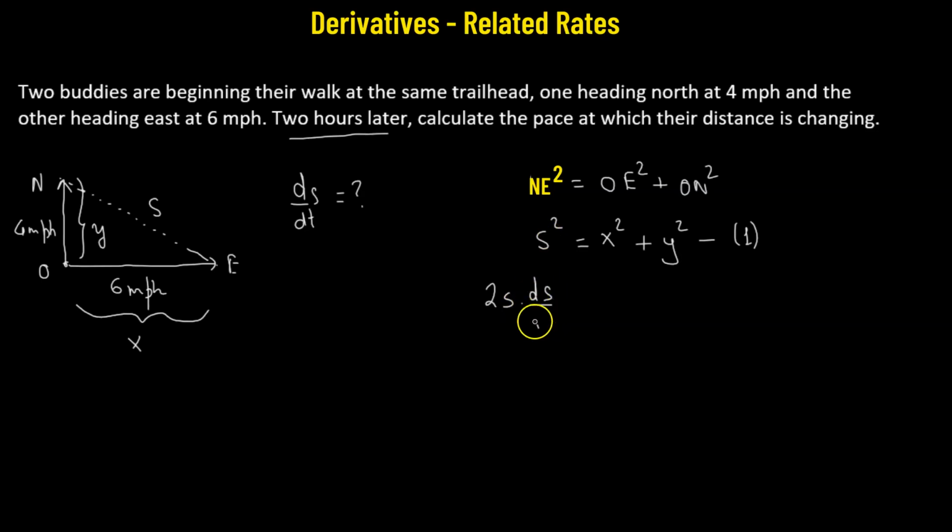Then we need to find the derivative with respect to time t of s and multiply it by 2s using the chain rule. Similarly, we have to use the chain rule on the right side. So this will give us 2x times dx over dt, or the rate of change of x, plus 2y times the rate of change of y. So this will become our equation number 2.